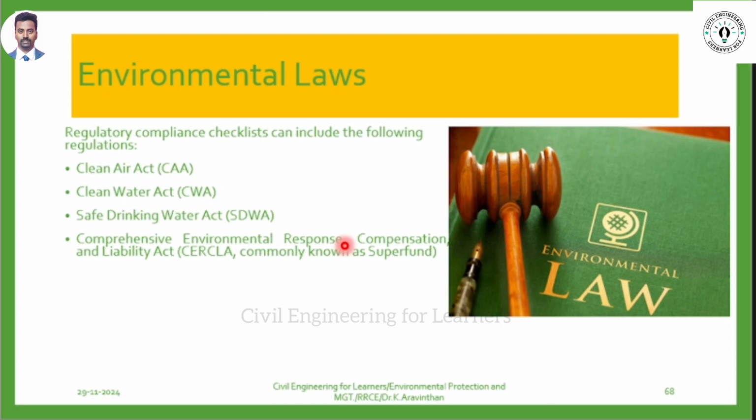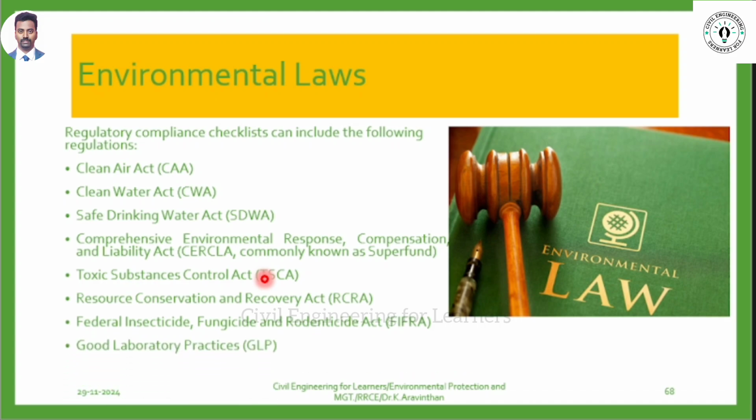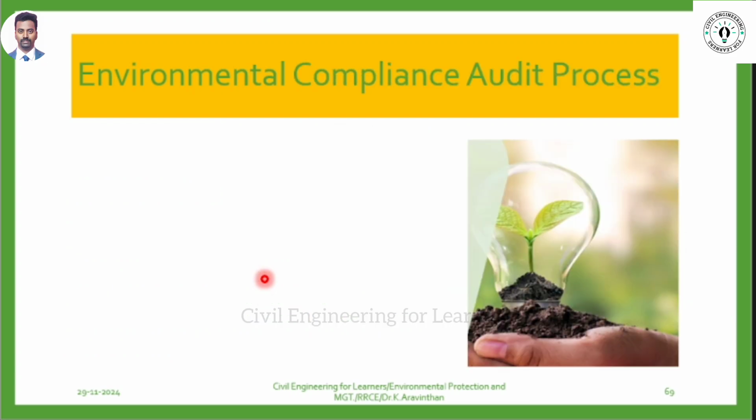Then the Comprehensive Environmental Response Compensation Liability Act. If an industry is constantly cutting trees, they should follow this act. This act says that however many trees they cut, they should replace them with the same amount of trees. This is one of the examples I am discussing. So this should be complied with. Then the Toxic Substance Act, etc. So these are different acts. During an environmental compliance audit, they will check whether the company is following all these environmental acts.